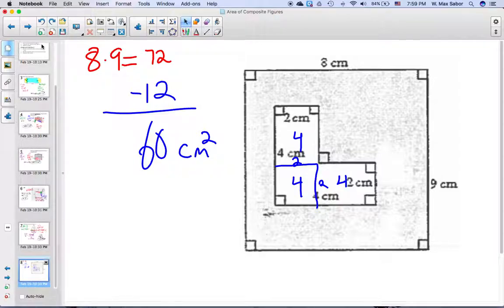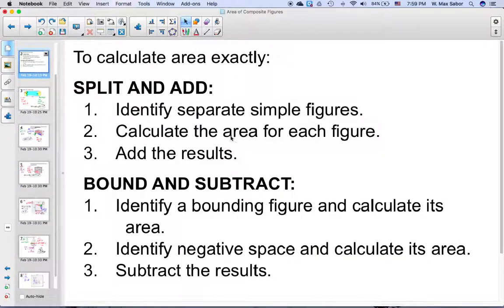So that is how we can calculate areas of more complex figures, splitting them into smaller shapes and adding them up, or bounding them and subtracting them.